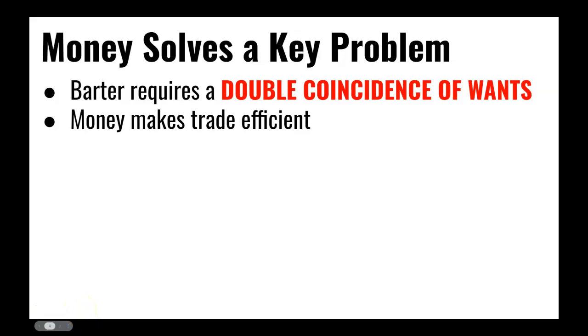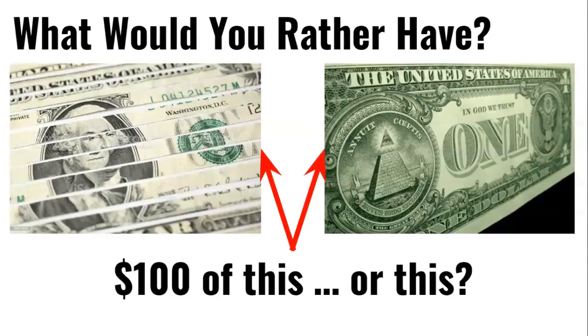The existence of money eliminates that problem and ensures that at each transaction there is something that we both want, and that thing is called money. We start by asking a simple question. Would you rather have $100 of shredded $1 bills or $100 of regular dollar bills?